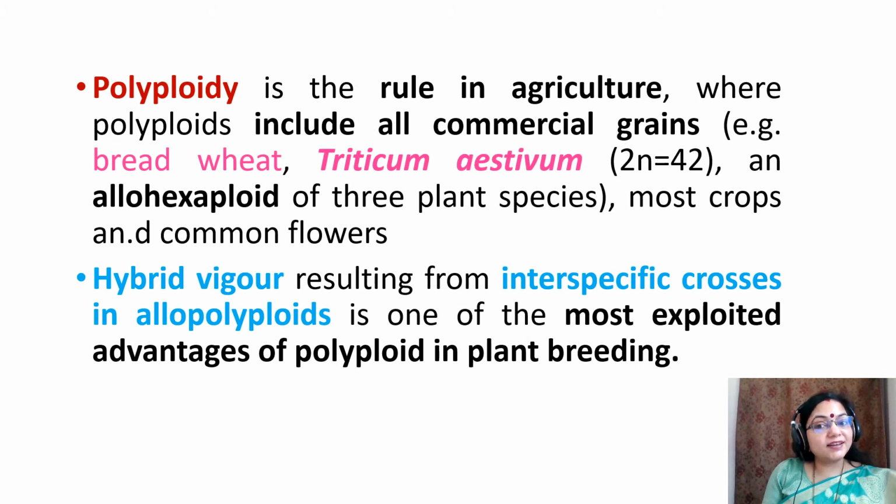Polyploidy is the rule in agriculture, where polyploids include all commercial grains. For example, bread wheat, that is Triticum aestivum, is 2n is equal to 42. It is an allohexaploid of 3 plant species. Most crops and common flowers are polyploids. Hybrid vigor resulting from the interspecific process in allopolyploids is one of the most exploited advantages of polyploidy in plant breeding.